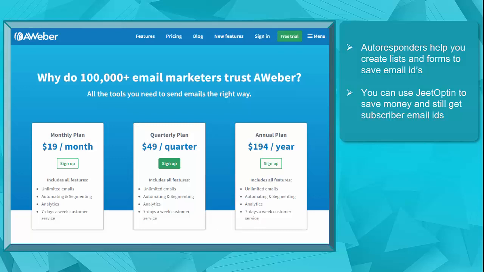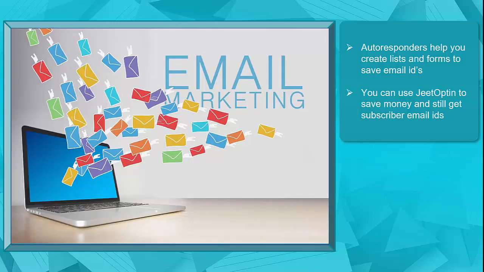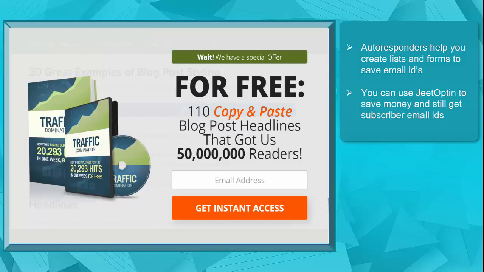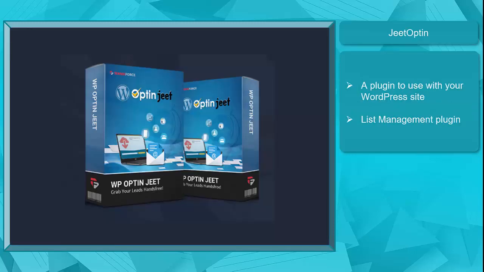If you're not able to allot a budget on paying for the monthly fees of autoresponders available today, you can have another option that you can use which will save you money and do the only thing that you need for your email marketing campaigns. That is, to create opt-in forms and to get the email IDs of your potential subscribers, then save them inside the custom email lists that you have created. That plugin is called JeetOptin.